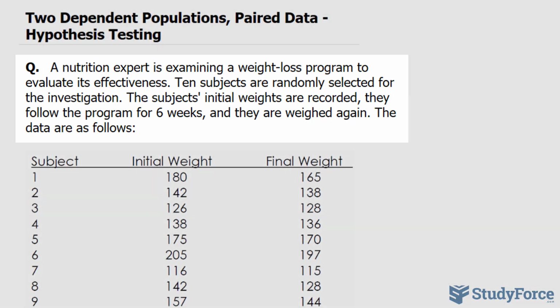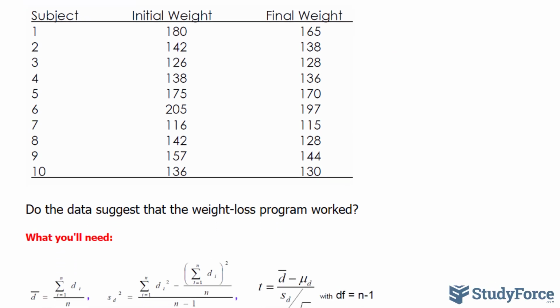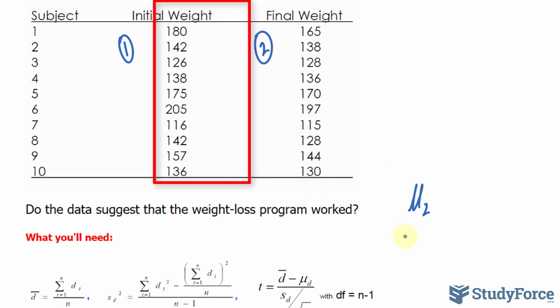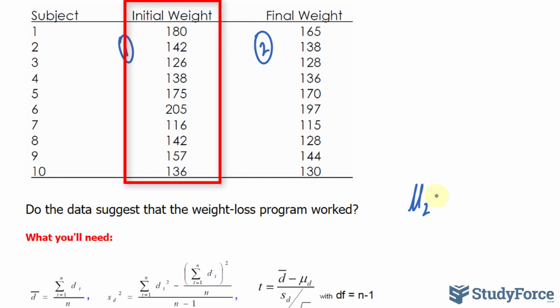The data are as follows. Take a look. Now we have to determine, does this data suggest that the weight loss program actually works? Let's begin by documenting the null and alternative hypothesis. We'll call this column 1 and this column 2. What we're hoping to see is that the average of this group is less than the average of this one, right? Because in a weight loss program, the final weight should be less than the initial.